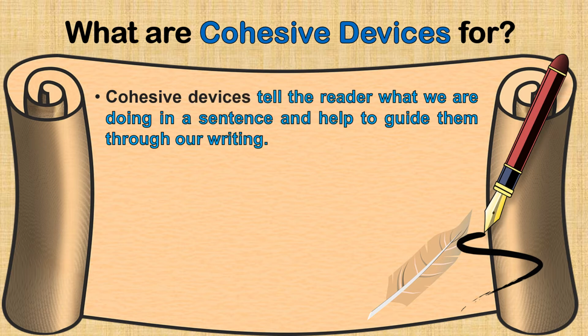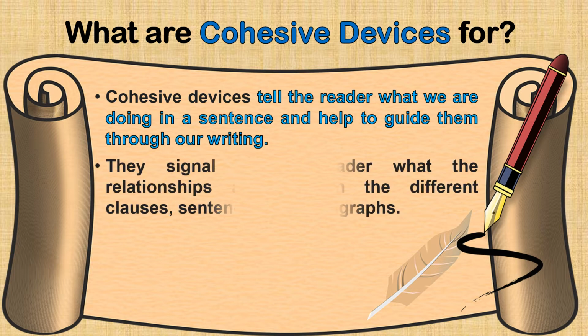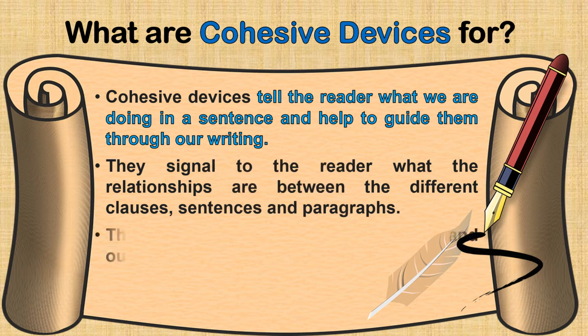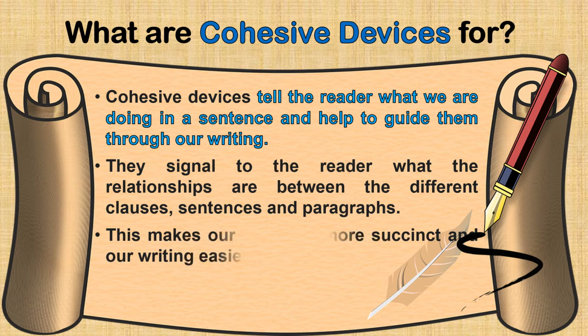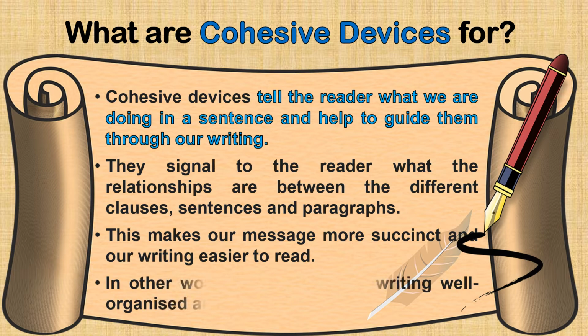Cohesive devices tell the reader what we are doing in a sentence and help to guide them through our writing. They signal to the reader what the relationships are between the different clauses, sentences, and paragraphs. This makes our message more succinct and our writing easier to read. In other words, they make our writing well organized and coherent. Do you realize the importance of having cohesive devices in SPM essay?